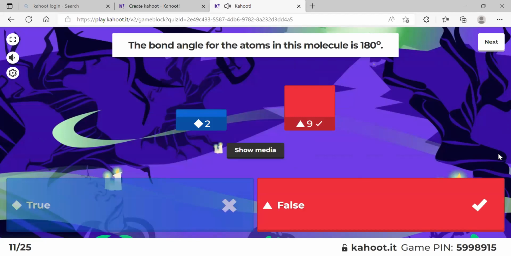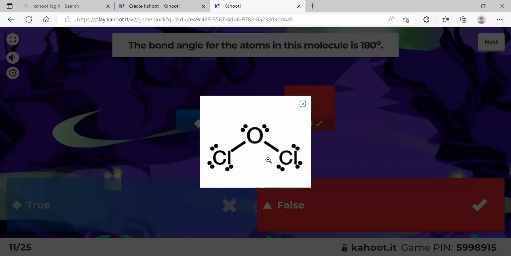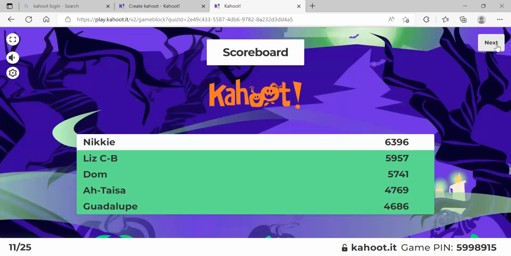Great job. If you have a tetrahedral molecule, then the bond angle is 109.5. So in this molecule, which is the one that we were looking at previously, because it's tetrahedral, the bond angle is 109.5, not 180. So what is the electron group geometry that has a bond angle of 180? Let's put it in the chat. Great job. Thank you, guys. Exactly. Linear. Let's continue.